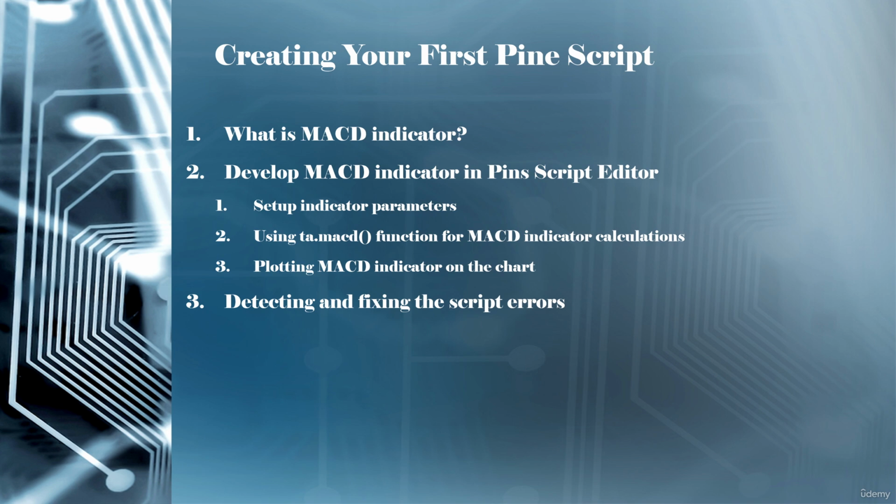I'm going to explain what the MACD indicator is, because in this lesson we are going to create an indicator based on the MACD indicator. After that, we're going to develop the MACD indicator in the Pine script editor, and particularly we're going to set up indicator parameters. After that, we're going to be using the ta.macd function for MACD indicator calculations. After that, we're going to be plotting the MACD indicator on the chart, and also I will show how to detect and fix Pine script errors. So let's begin.